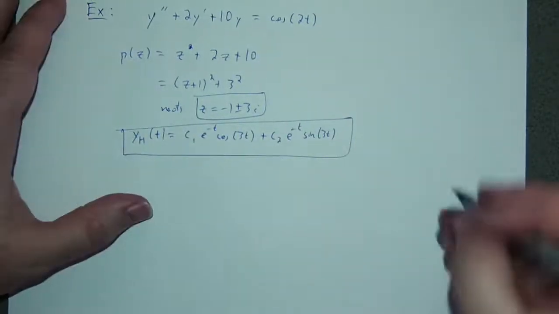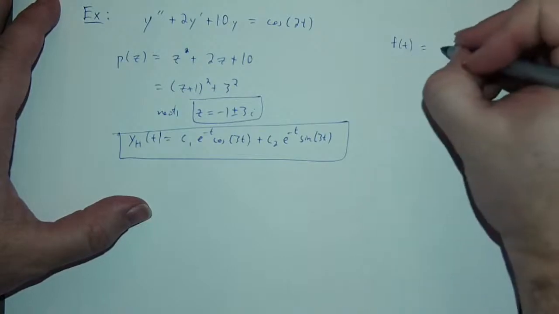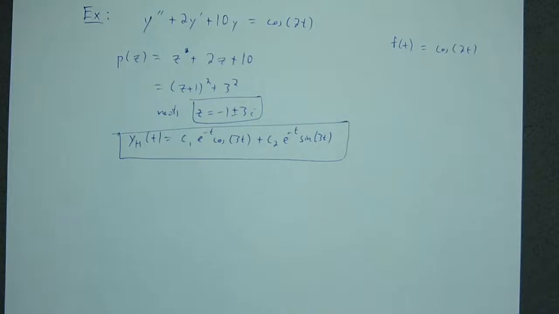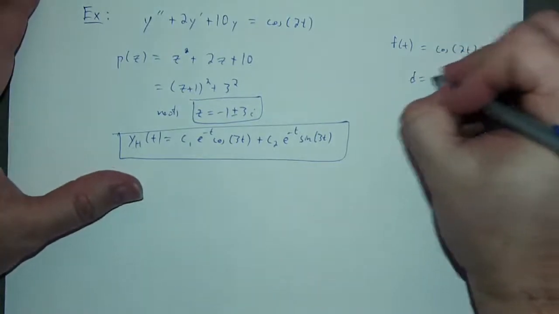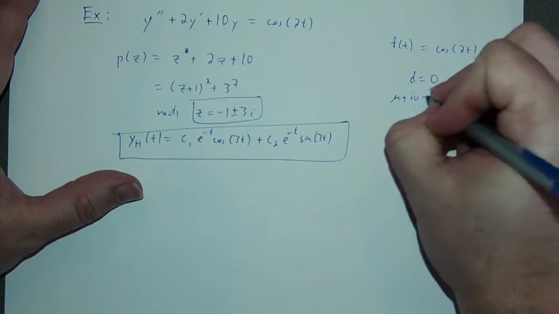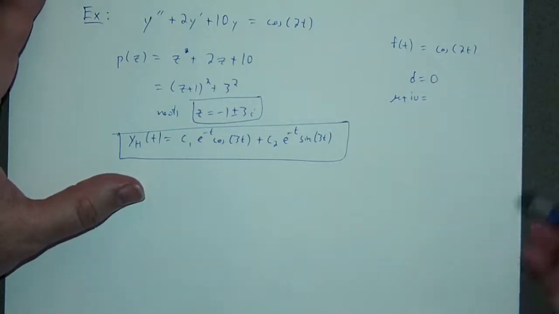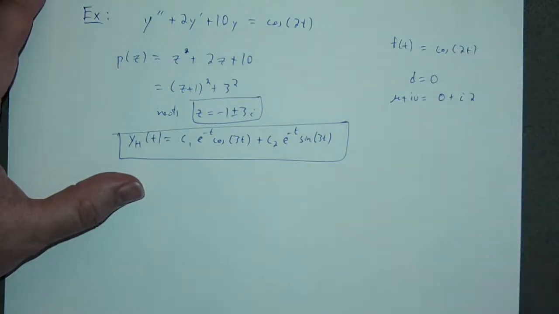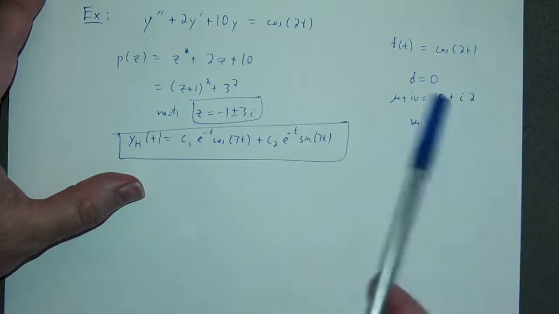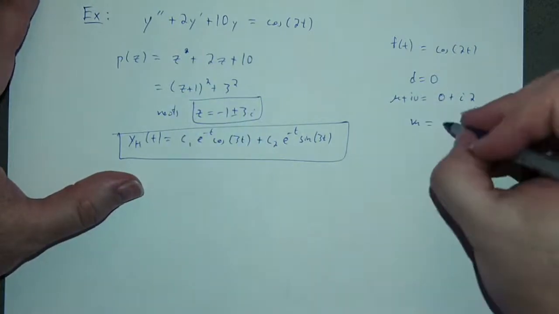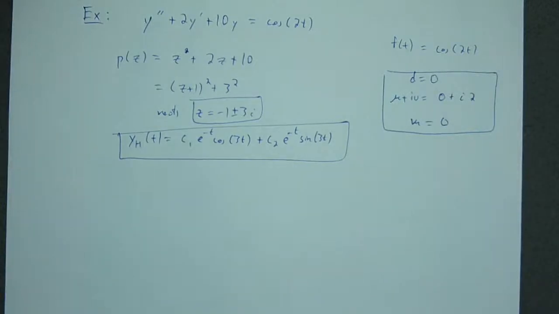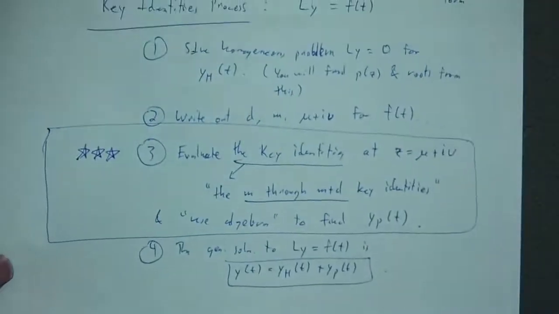Okay, now this time our right hand side is a trig function. It's cosine 2t. It's definitely in characteristic form. What's the degree of this thing? Still 0. What's the characteristic now? Oh, the characteristic has non-zero imaginary part. It's 0 plus i times 2, right? So it's 2i. Its multiplicity, well, 2i is not a root of the characteristic polynomial, so its multiplicity is still 0.